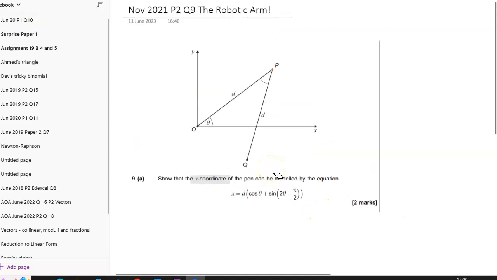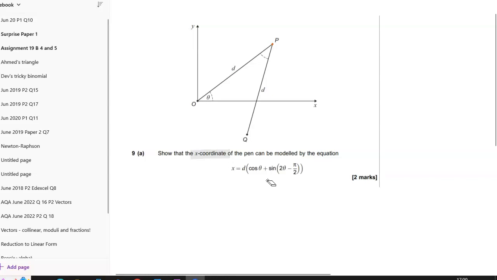Hello. Right, it's time to stop avoiding the robotic arm. Right, here we go. We want the x-coordinate of this pen. Now this pen, we're told that as this P here moves that way and that way, this angle here at the top stays the same as this angle here.